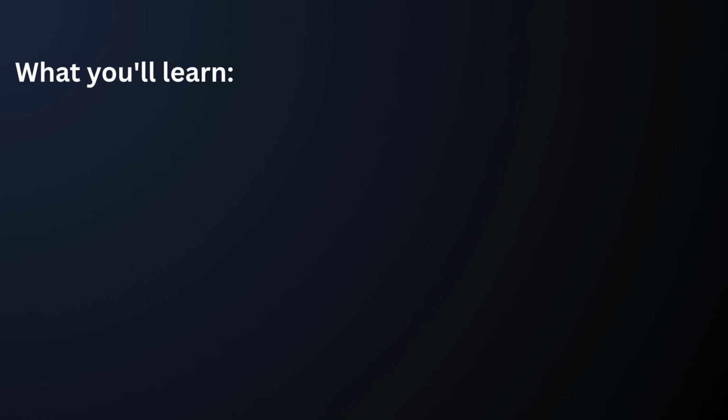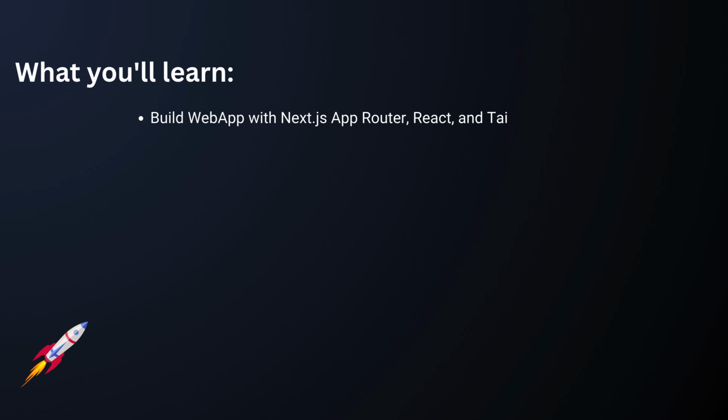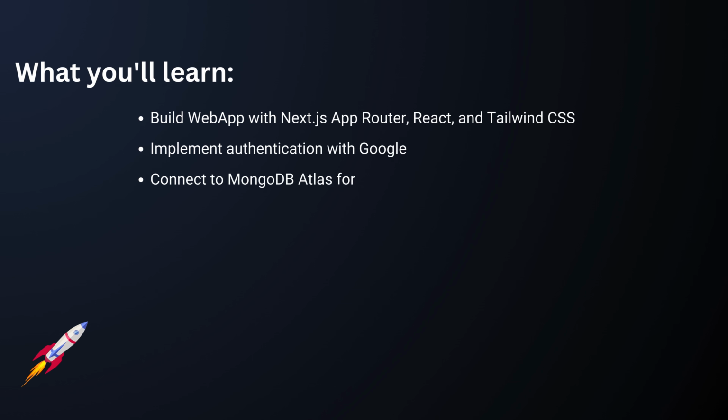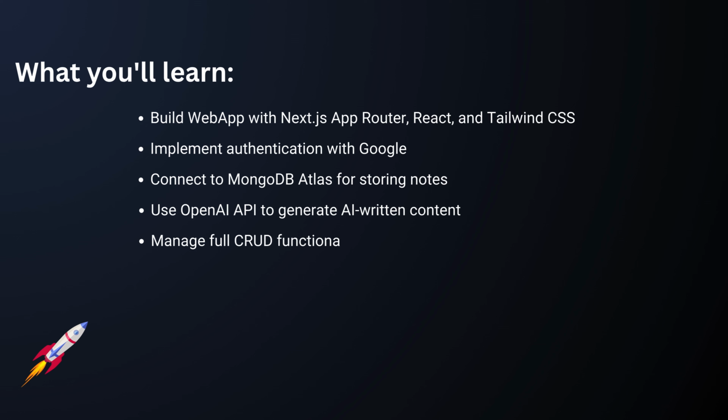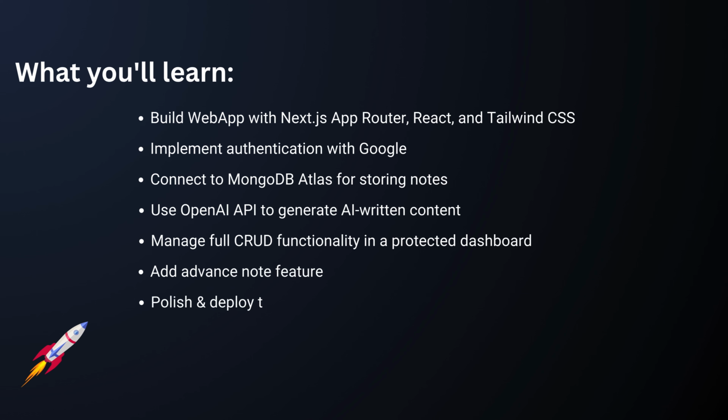So what will you learn? You will learn to build with Next.js App Router, React, and Tailwind CSS. Implement authentication with Google. Connect to MongoDB Atlas for storing notes. Use the OpenAI API to generate AI-written content. Manage full CRUD functionality in a protected dashboard. Add advanced note features, and at the end, polish and deploy to the Railway hosting platform like a pro.